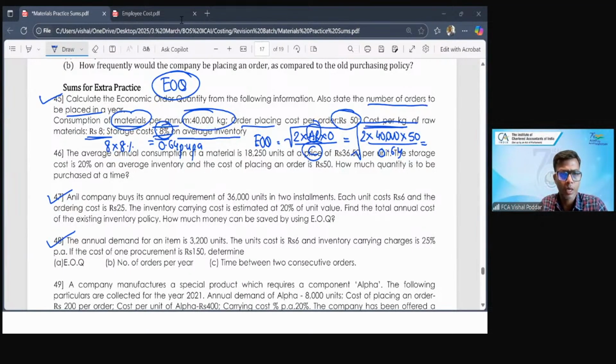Ishant is saying I got 707. Okay, Ishant, please check. I've put the figures. 2,500, Tejaswin. Okay. Sunidhi, 2,500. Perfect, perfect. Excellent.